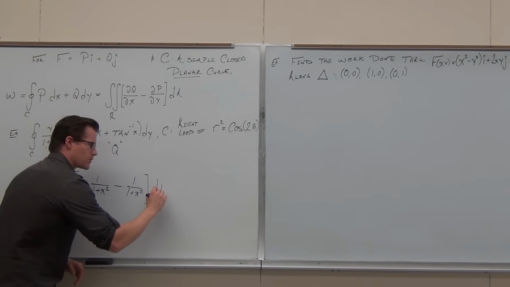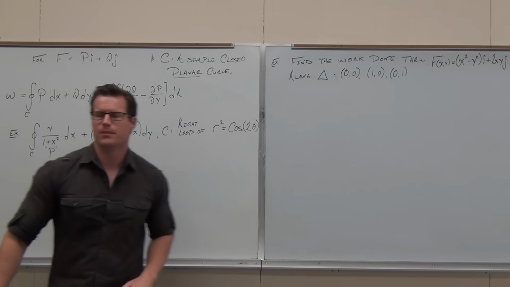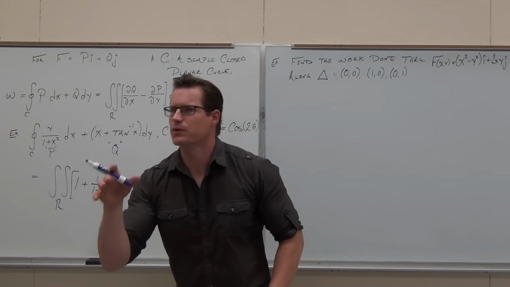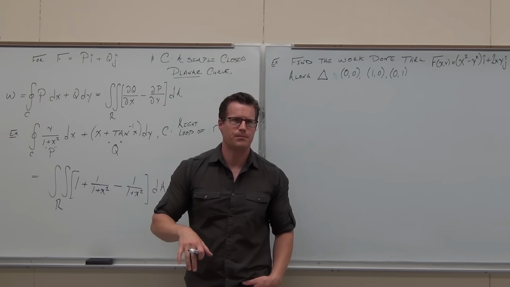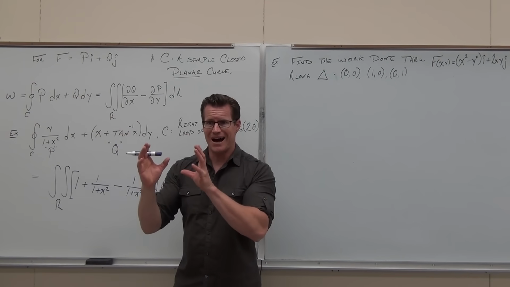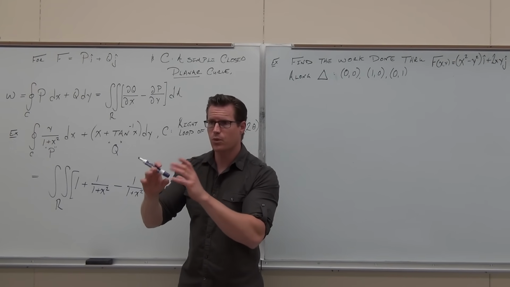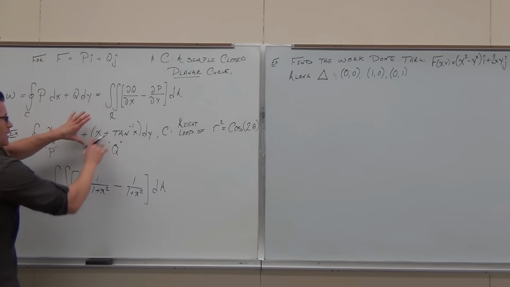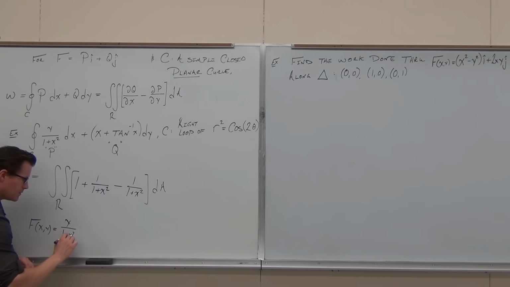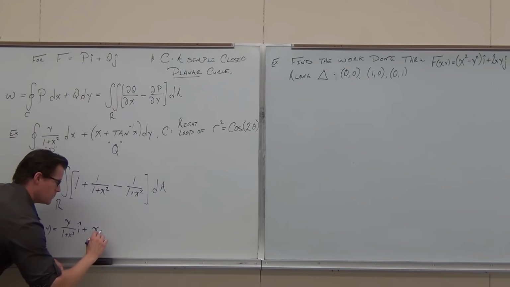Before we go any further, I want to ask you one question. If I told you, hey, I want you to give me what the vector field is straight from this thing, could you do it? It's not a hard question. The vector field is always just Pi plus Qj. So the vector field that's giving us this line integral would be P i plus Q j.